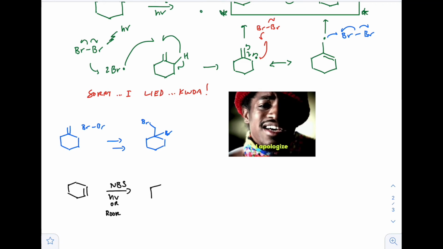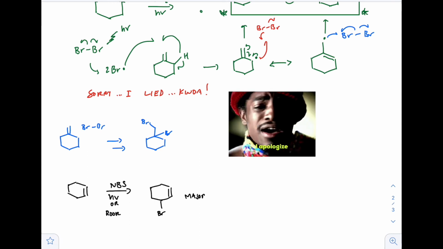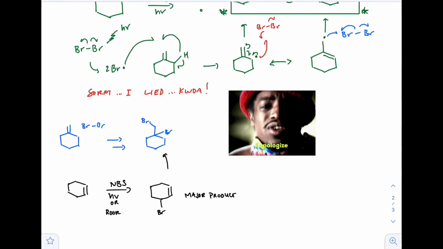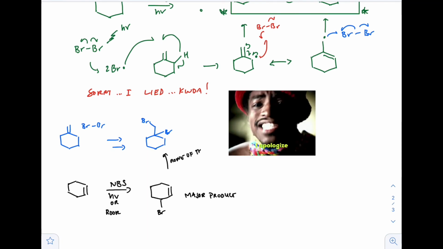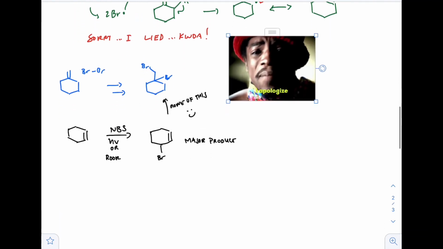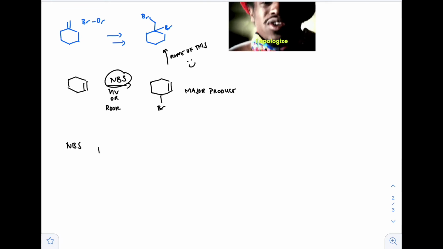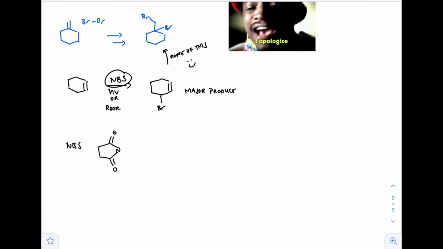And so NBS with light or a peroxide or some radical initiator will get you your allylic bromide as the major product, and none of this guy right here. Okay, maybe the tiniest bit of that could be possible, but it's just not statistically likely. And I'll tell you why. First, let me explain to you why NBS is your source of bromine in this particular reaction.